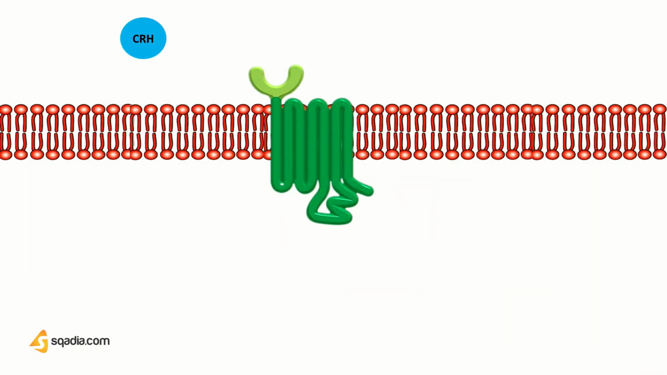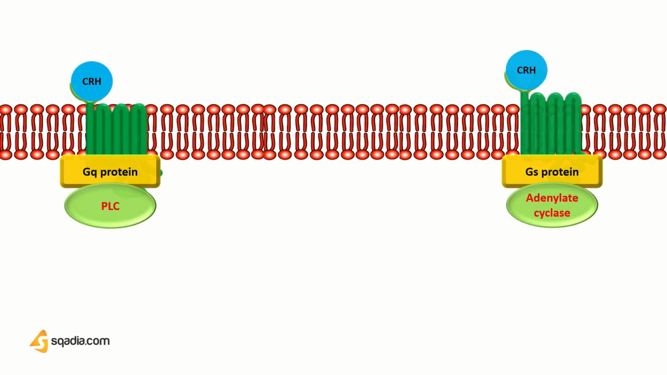Basically, it acts on the anterior pituitary corticotroph cells. The CRH is firstly recognized by the G-protein coupled receptors. Basically, there are two different G-protein coupled receptor systems in place. First up, the G-protein coupled receptor, which is in conjugation with phospholipase C, is activated.